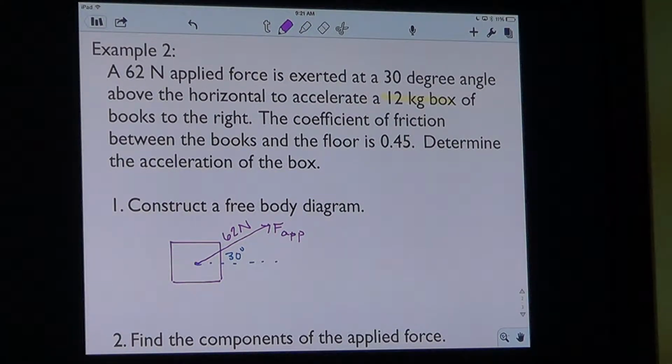Gravity, good. What? Good. There's one more: friction. Friction is going to be going against, in the opposite direction of the applied force.